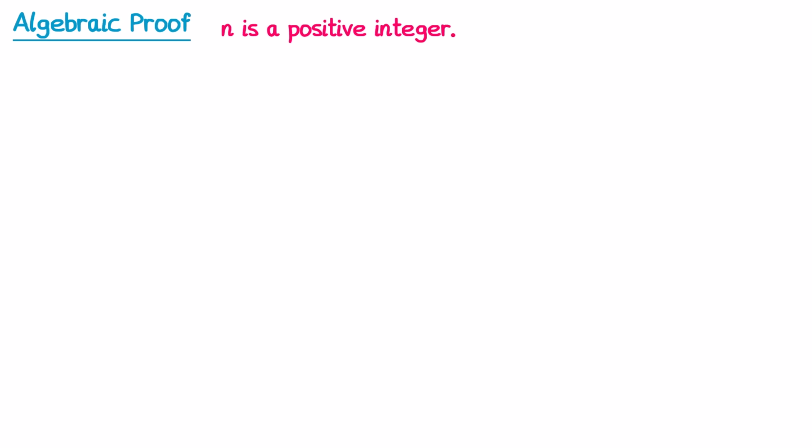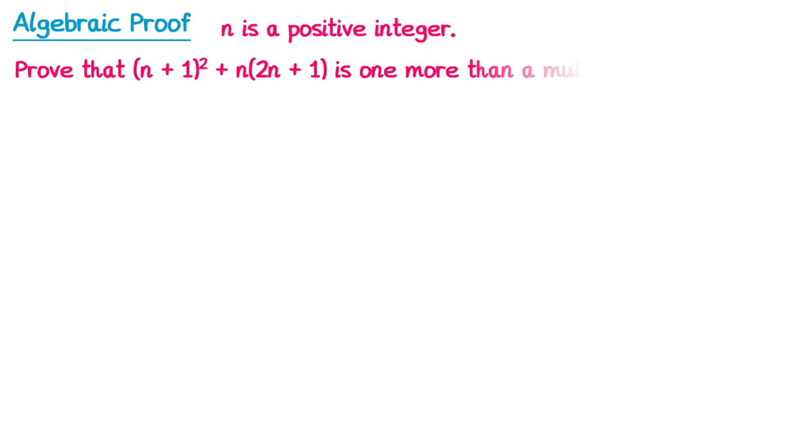In this next proof, n is a positive integer again, and we're going to prove that this is 1 more than a multiple of 3. Now this is quite similar to the way that we proved something was an odd number. Odd numbers were 1 more than an even number, or 1 more than a multiple of 2. So to prove something's 1 more than a multiple of 3, we use the same sort of approach.